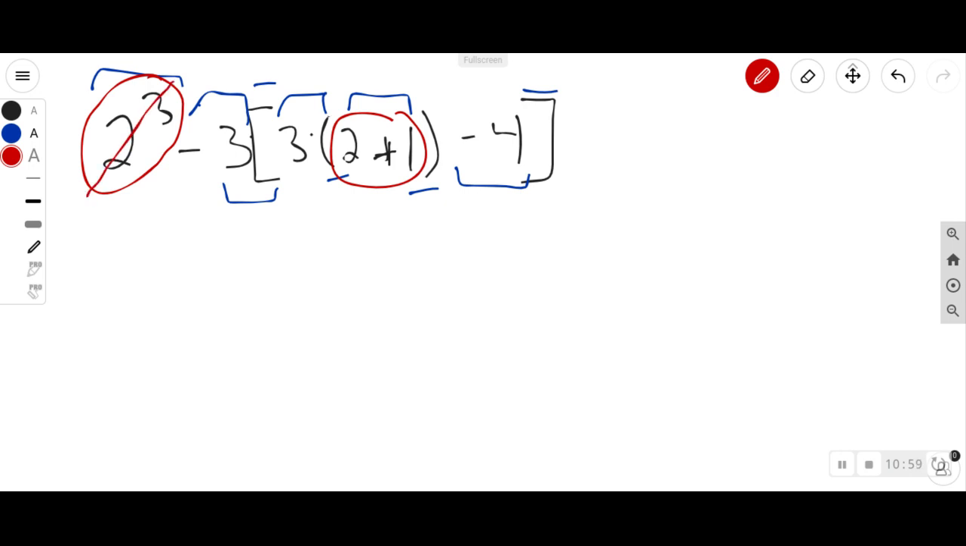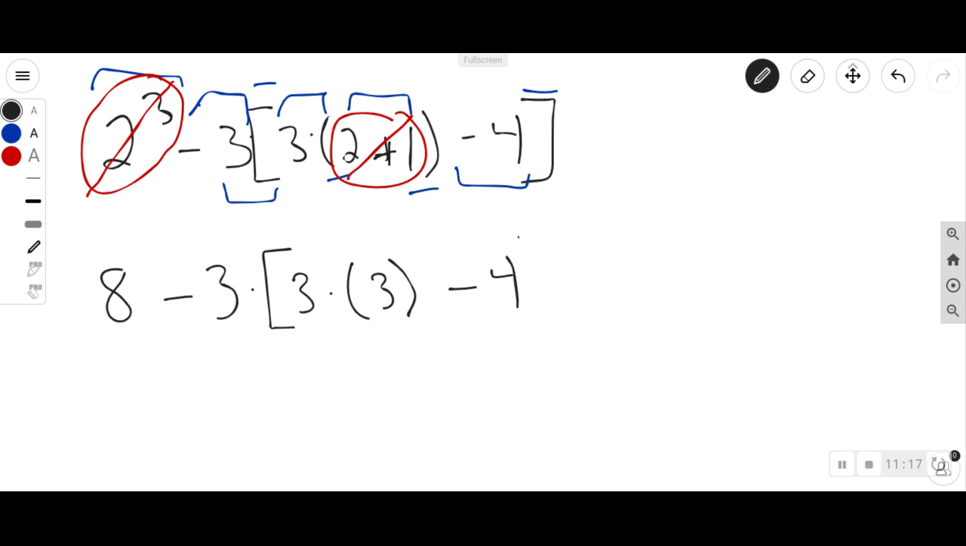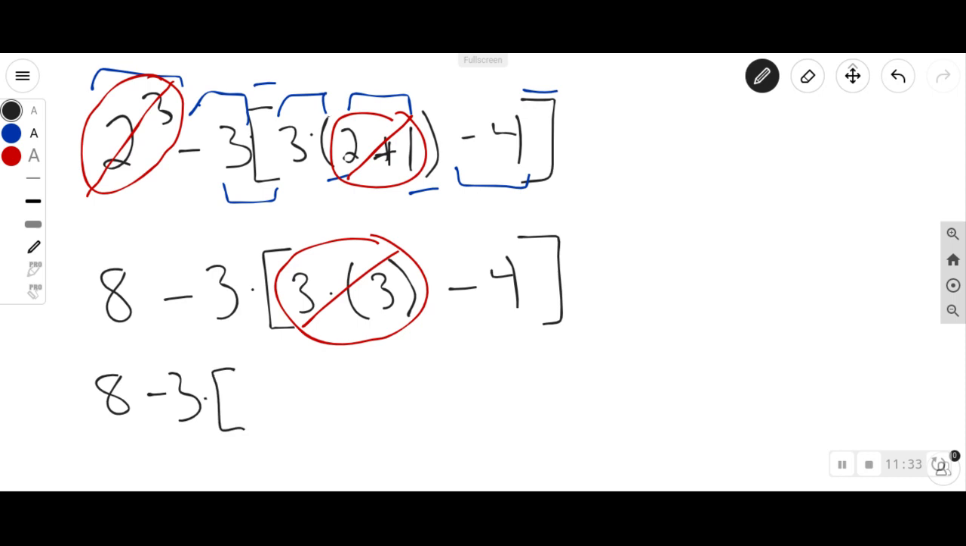2 to the third power, so 2 times 2 times 2 is going to give us 8 minus 3 times, brackets, 3 times, and then 2 plus 1 is going to give us another 3 minus 4, and I'm going to close the bracket. Now, the next one is that. There's a multiply on the inside of the bracket, so that goes next. So 8 minus 3 is bracket 9 minus 4.